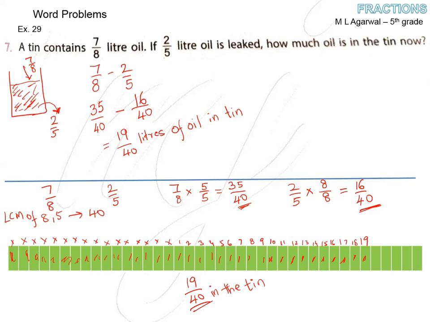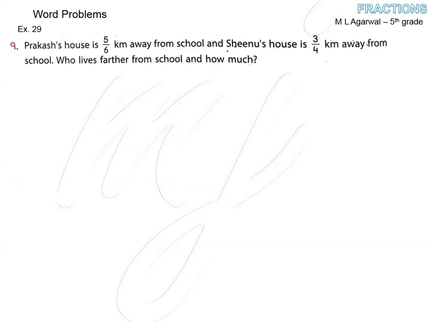Let's go and solve another problem. Now they are saying Prakash's house is 5/6 kilometers away from school and Shinu's house is 3/4 kilometers away from school. Who lives further from school? So let's assume that this is my school and Prakash stays here. This is Prakash's house and this is Shinu's house.